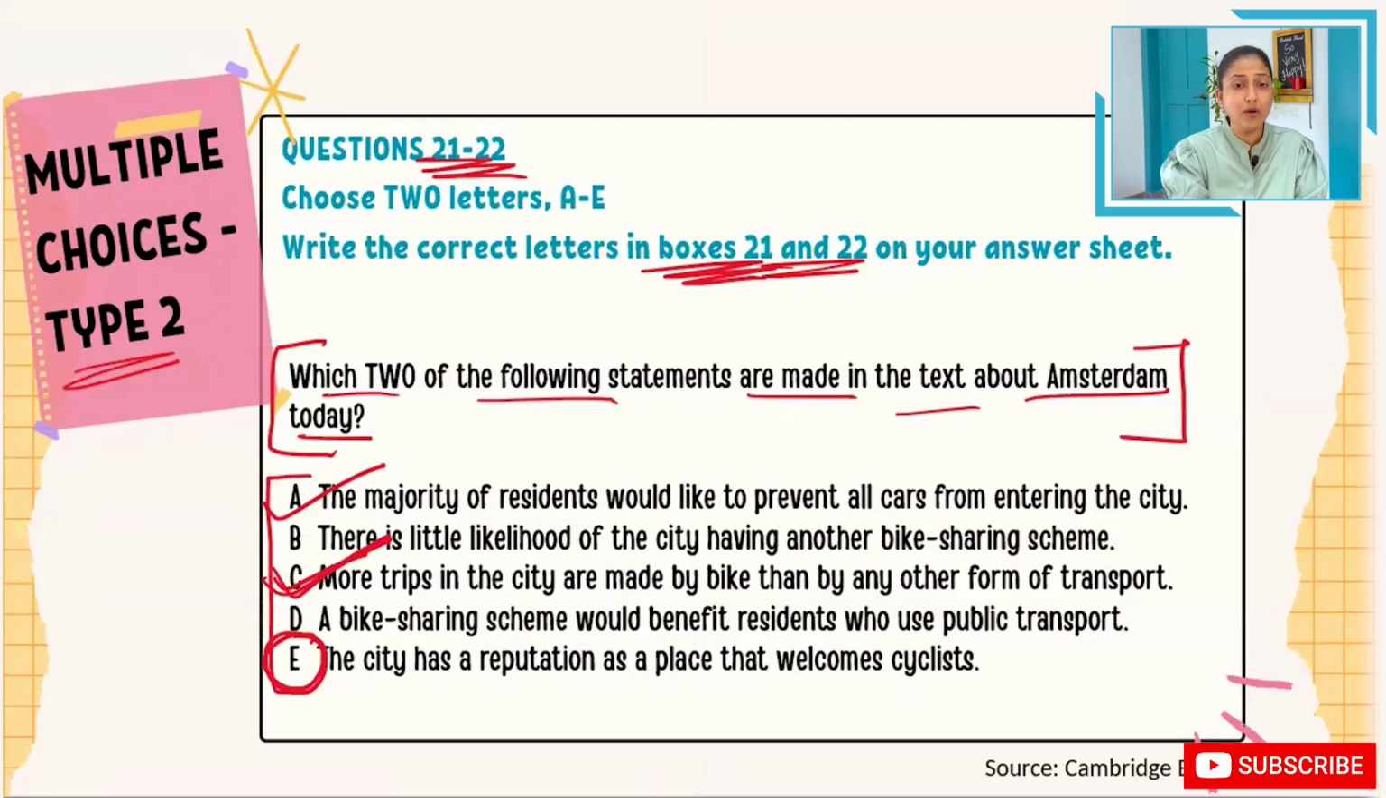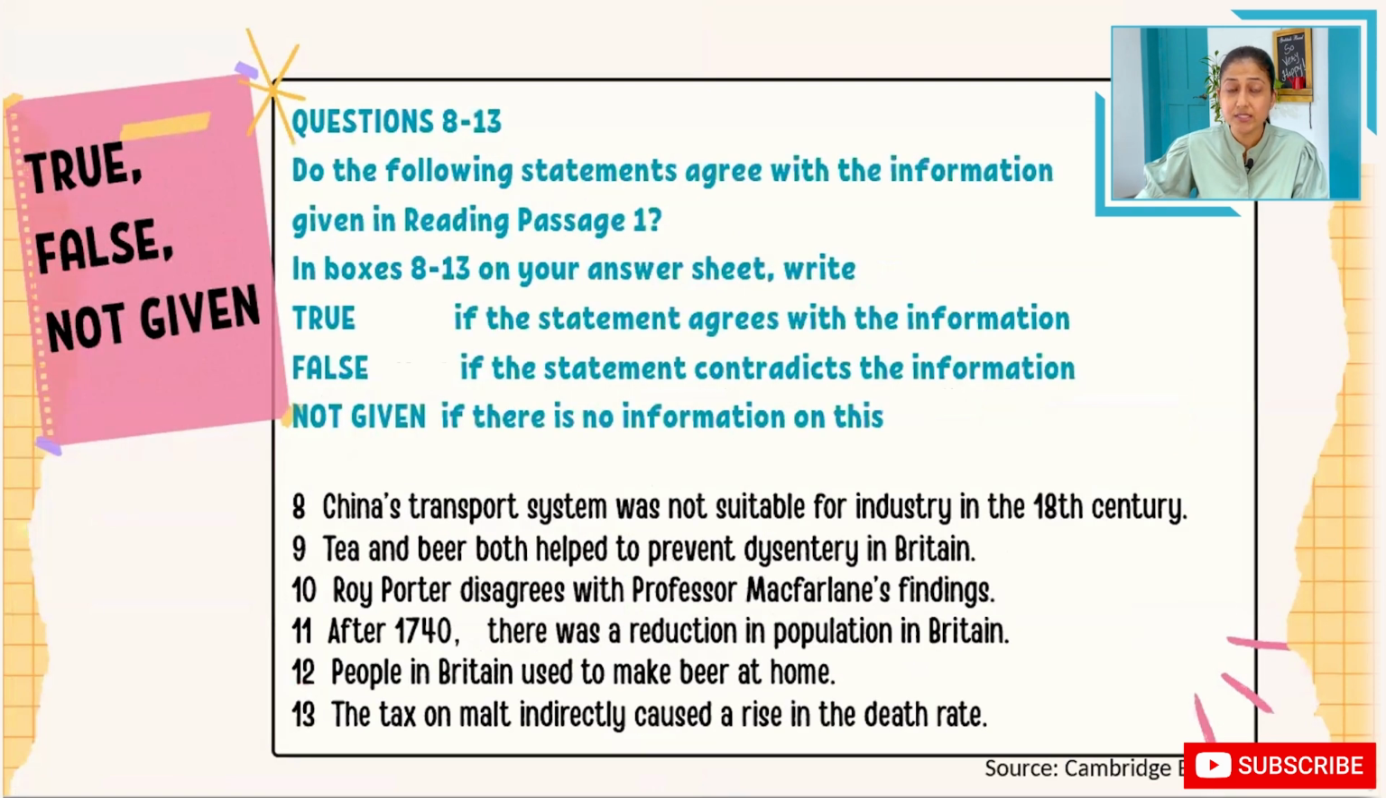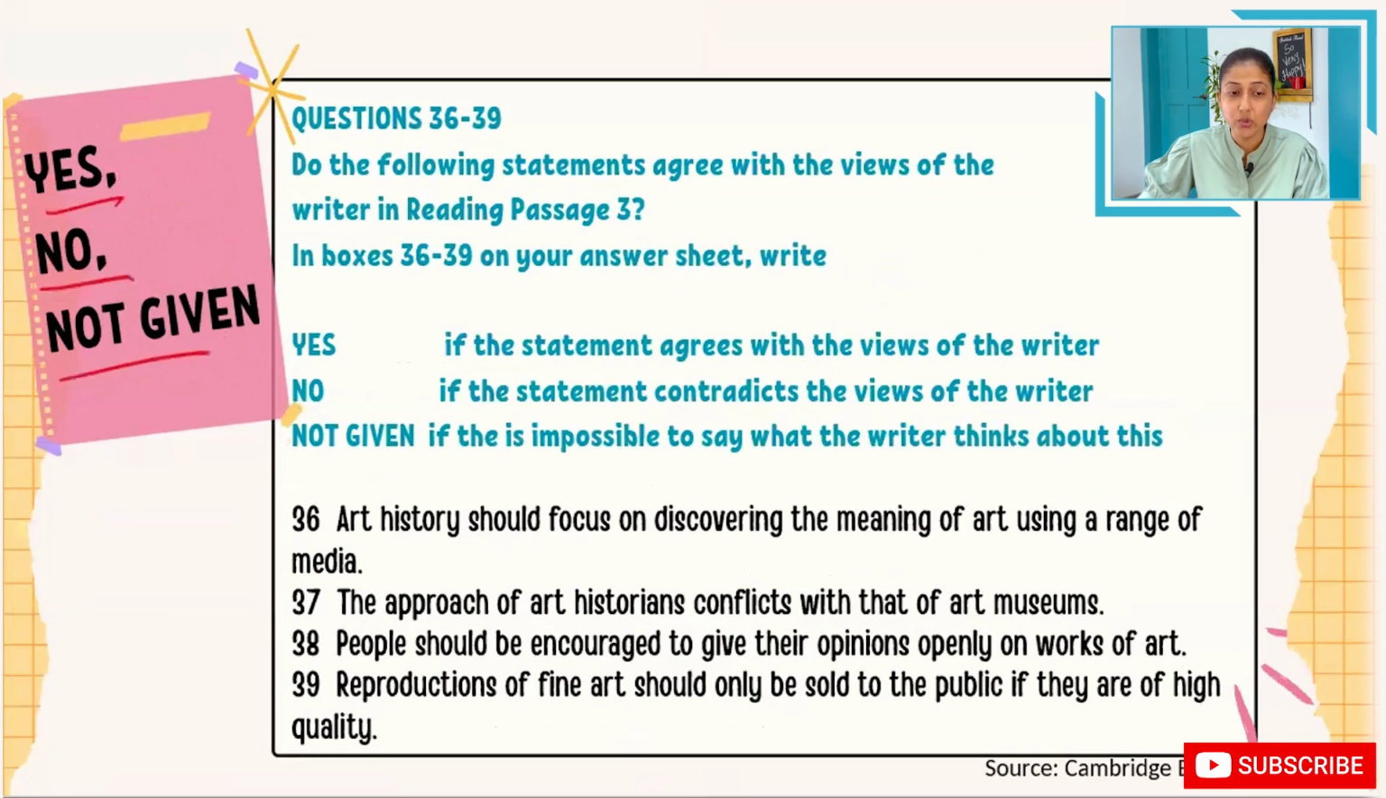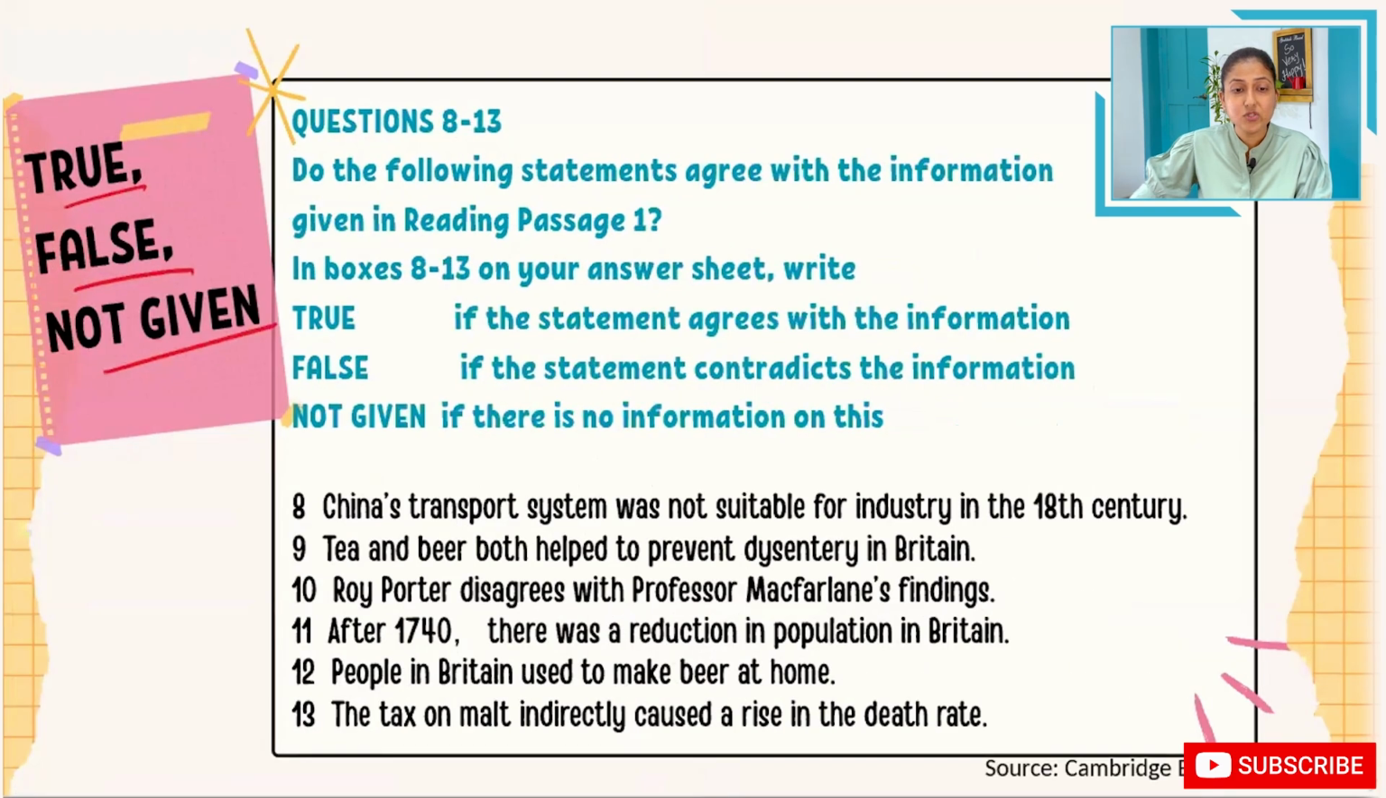Okay. Now let's move on to the next type of question, which is true, false, not given. With this, we will also do yes, no, not given. Now in case of true, false, not given, look at the instructions. They say, do the following statements agree with the information given in so and so passage, whichever passage it would be. Here the example is passage number 1. And now look at this. What are you supposed to do?